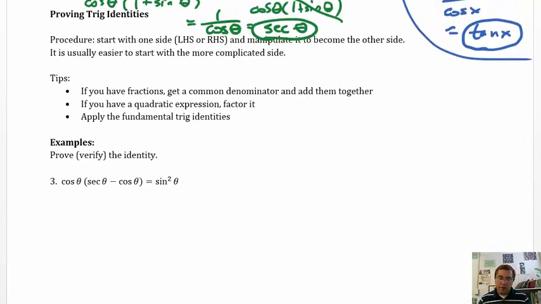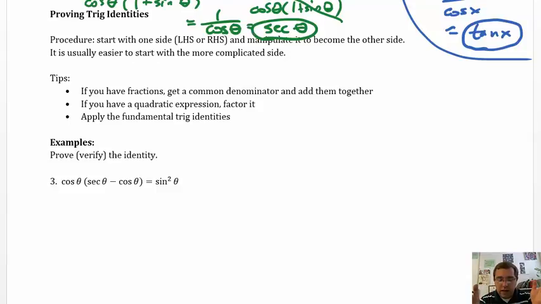One of the things we're doing in this chapter is proving trig identities, showing that an equation that we're given is in fact true. So showing that the left-hand side equals the right-hand side. Our procedure for that is going to be to start with one of those two sides, either the left-hand side, the LHS, or the right-hand side, the RHS, and manipulate that one side to show that it becomes the other side. It's easier, typically, to start with the more complicated side to make it more simplified, rather than take something that's simplified and try to somehow make it more complicated.